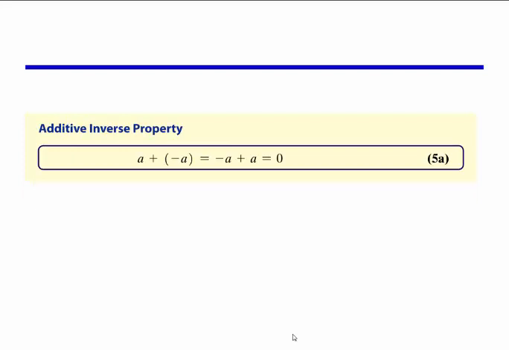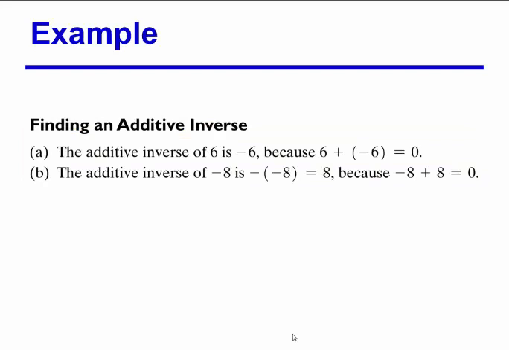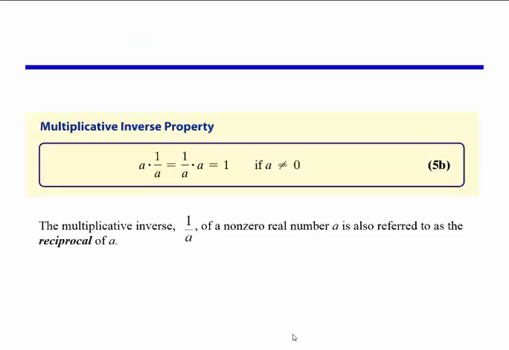Now, the additive inverse property: a plus negative a is equal to 0. So the additive inverse of 6 is negative 6. The additive inverse of negative 8 is positive 8. The multiplicative inverse property, so a times 1 over a is equal to 1.